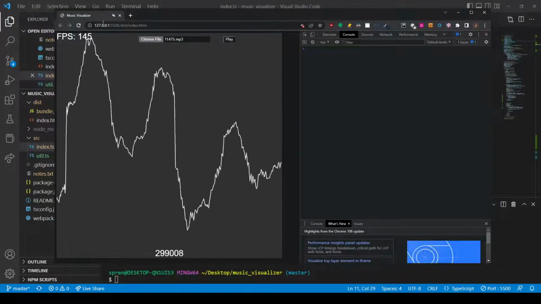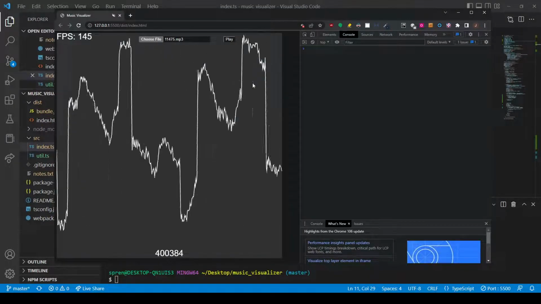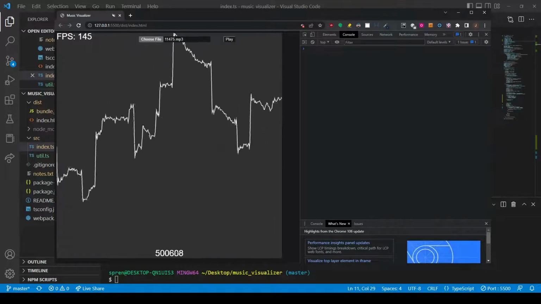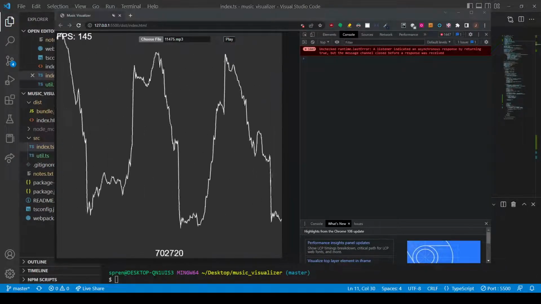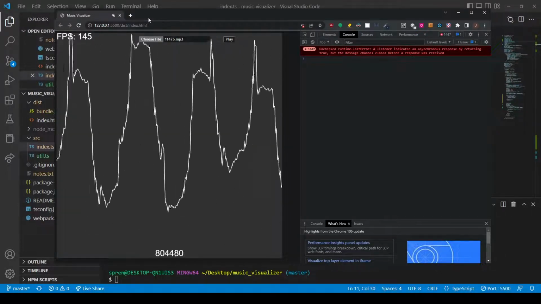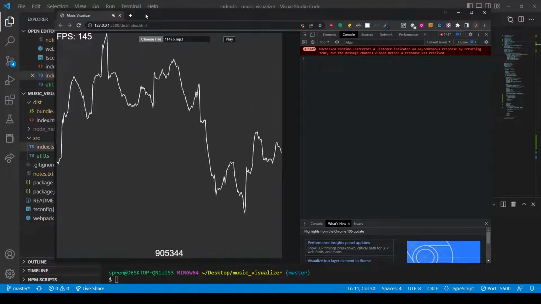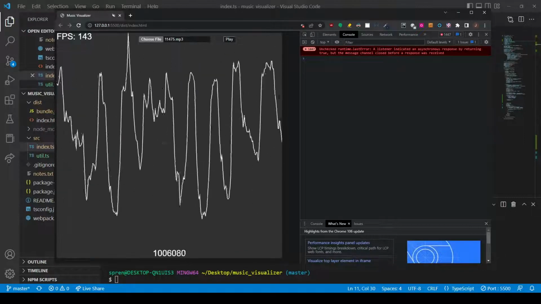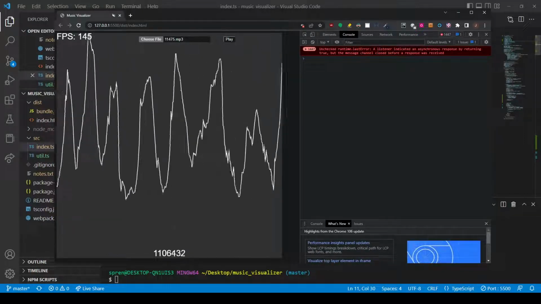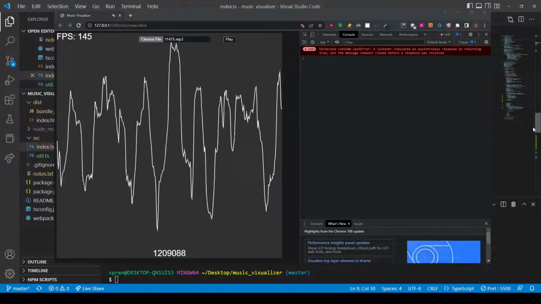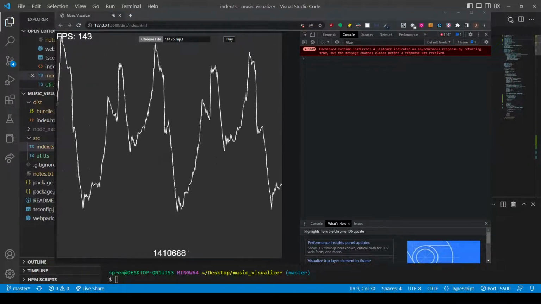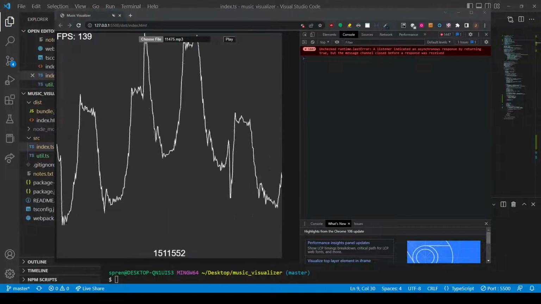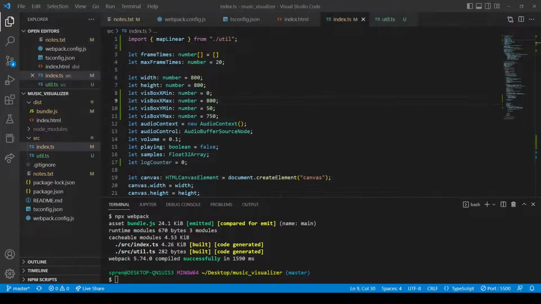Does that magically make it work? No. No, it does not. Okay. Why does it not? Do I bring back the console.log? I don't know that I do. Let's go back over here.